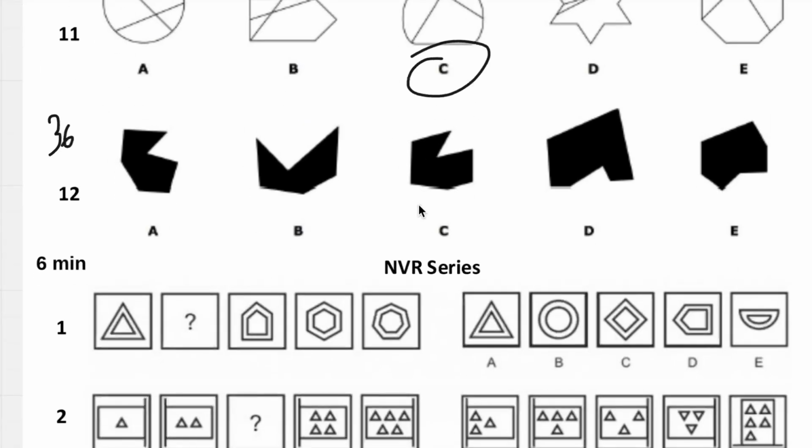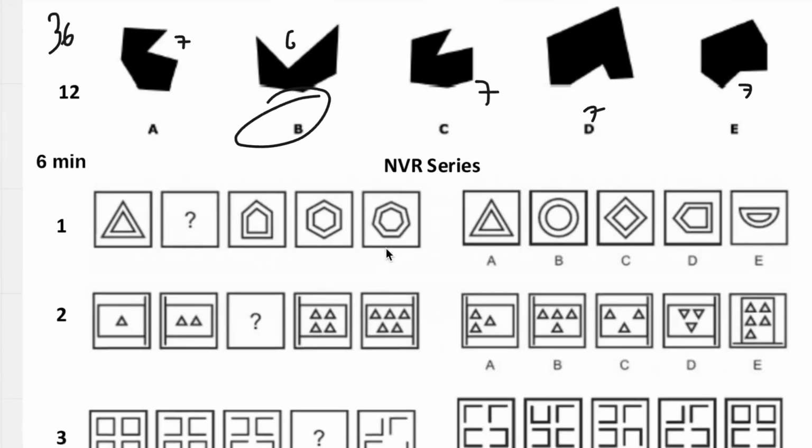Question number 36, let's count the amount of vertices. 1, 2, 3, 4, 5, 6, 7. 1, 2, 3, 4, 5, 6. 1, 2, 3, 4, 5, 6, 7. Again 7, and again 7. We can see that B is the odd one out.